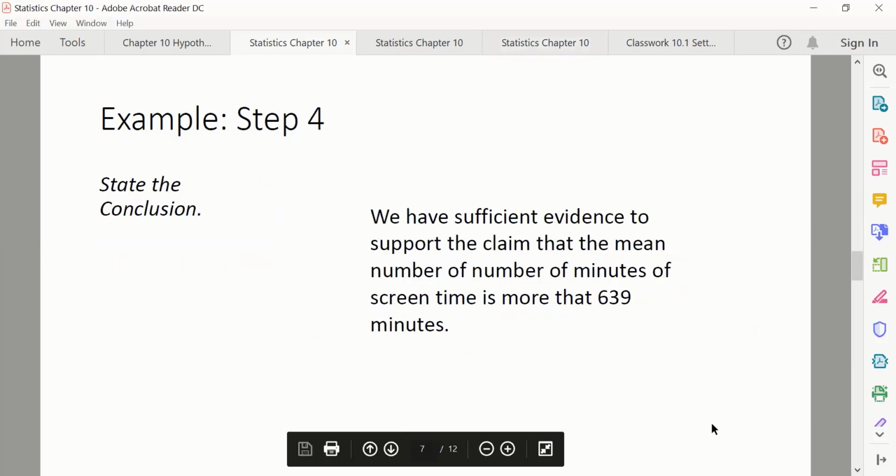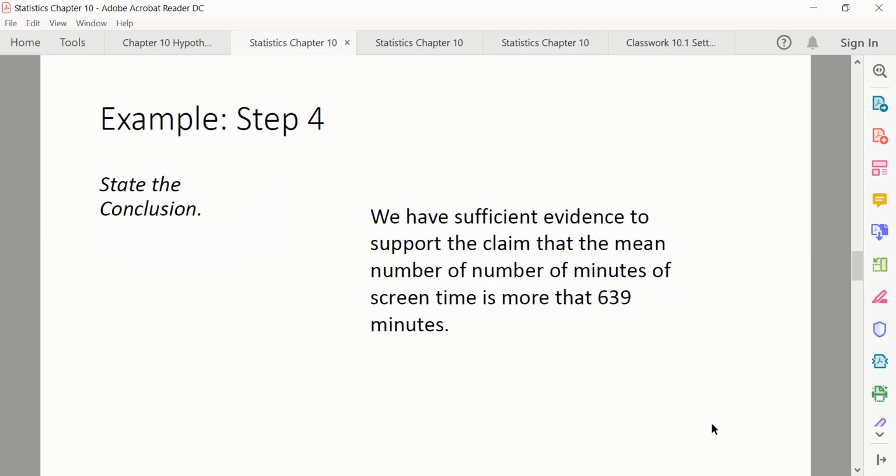So the conclusion is we have sufficient evidence to support the claim that the mean number of minutes of screen time is more than 639 minutes. We don't know what it is. It doesn't match our sample necessarily, but we do have enough evidence to say, because our data was so extreme, we believe the mean is actually higher.